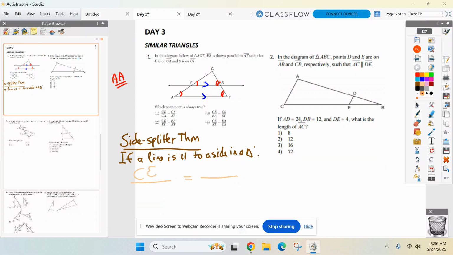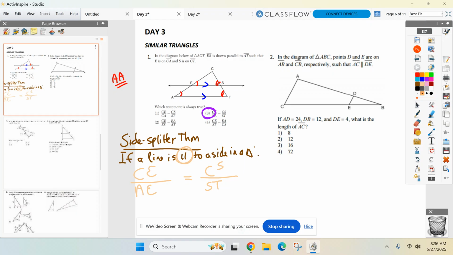CE over, and this is the only instance where you can use a partial side. Only instance. CE over AE is the same ratio as, go on the other side and do the same exact thing, CS over ST. It's the only time. You can't just do it whenever you want. They have to be parallel. You have to have a parallel line in there to do that. And I believe that's a choice up there, right? CS over choice 3.